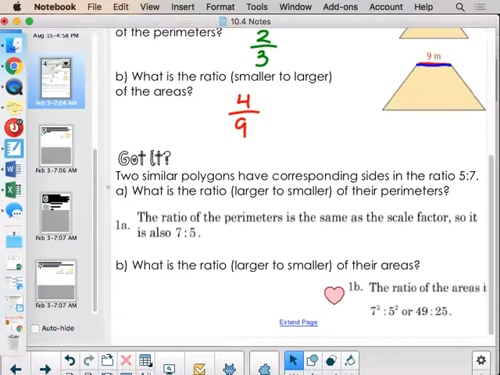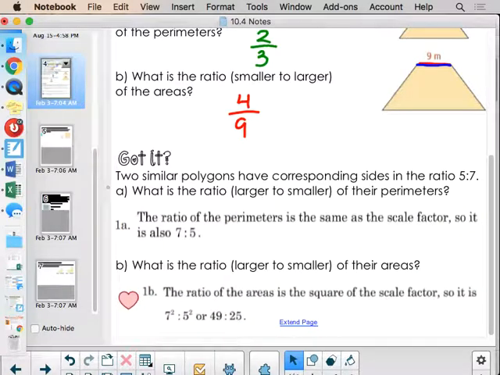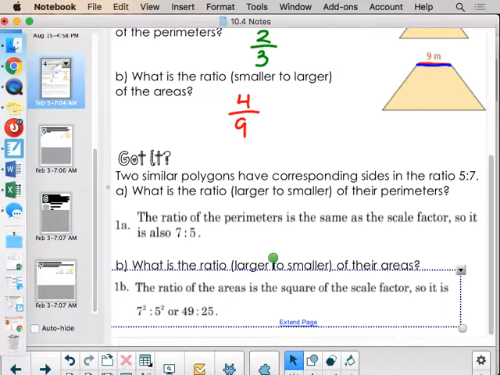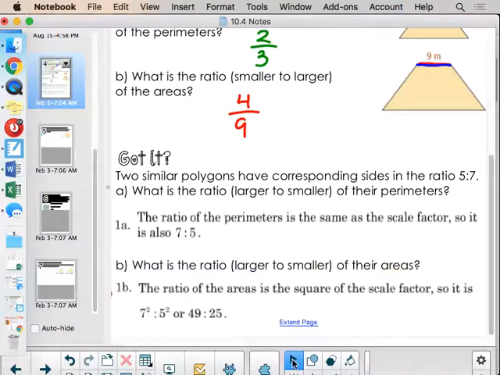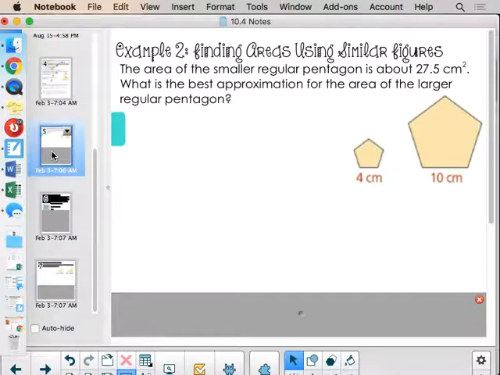All right, B. Ratio of their areas. You square their scale factor, and so you're going to get 49 to 25. Questions on that? Okay, very good. So we're just going to take these types of concepts a little bit further now in the next 3 examples, okay? Because that is a key idea throughout this entire lesson. The area of the smaller regular pentagon is about 27.5 centimeters squared. What is the best approximation for the area of the larger regular pentagon?